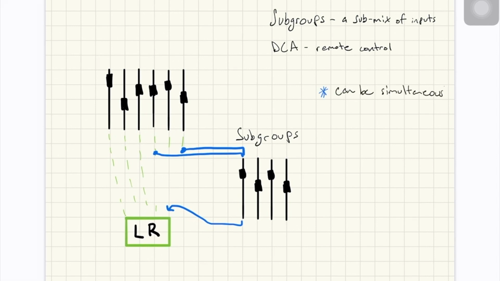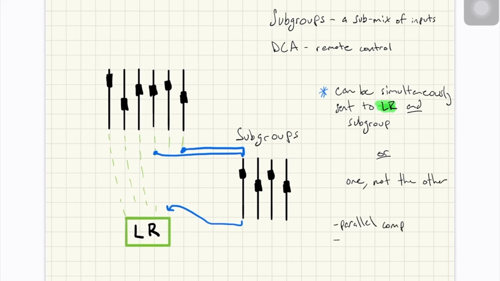So essentially this means that channels can be sent simultaneously to left-right and subgroups, or they can be sent to one and not the other. These things are great for parallel compression, parallel processing, group processing, and things like that.